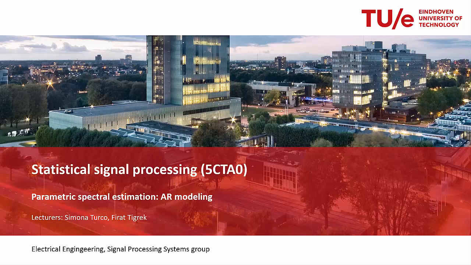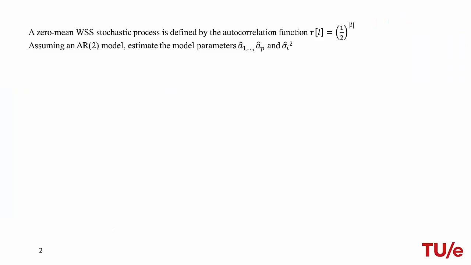In this Pencast, we show how to calculate the autoregressive model parameters for parametric spectral estimation. Suppose we have a wide-sense stationary stochastic process defined by the autocorrelation function given in this slide. We are asked to assume an autoregressive model of order 2 and to find the corresponding model parameters.